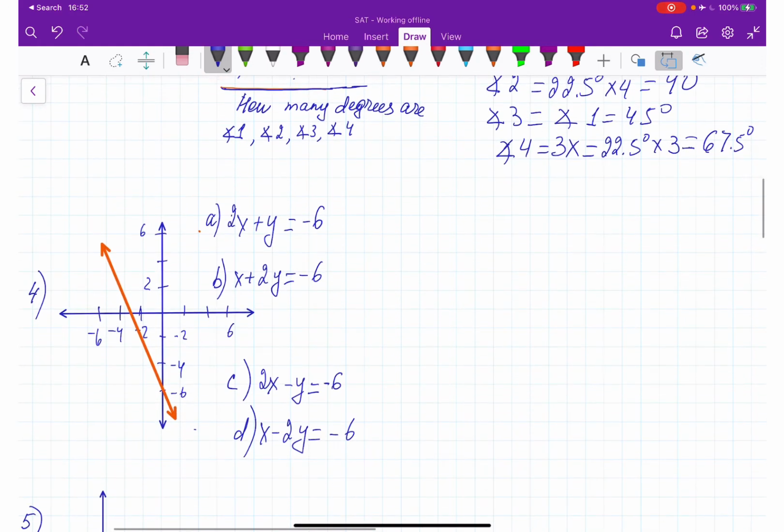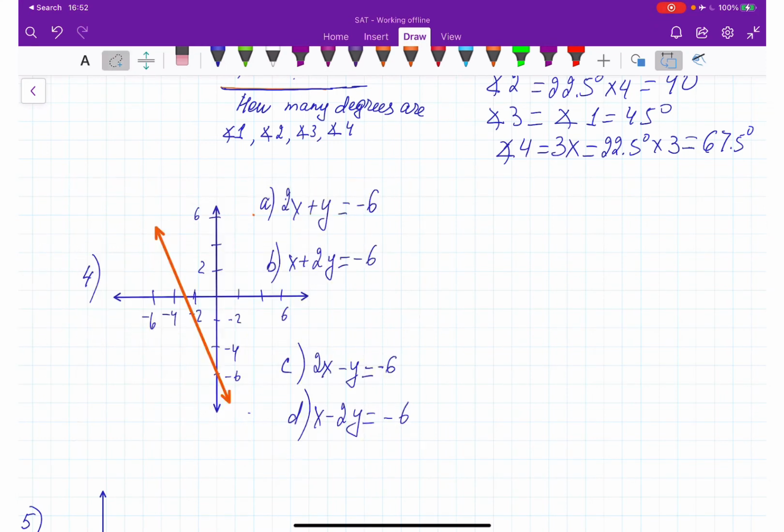Question number 4. We need to figure out which equation represents this graph. Okay. So, first of all, I need to know the slope for this graph, right? The slope here, let's see, I need 2 points. I'm going to take these 2 points because they have zeros and it makes it easy, right? These two. So the first one is going to be -3 and 0.